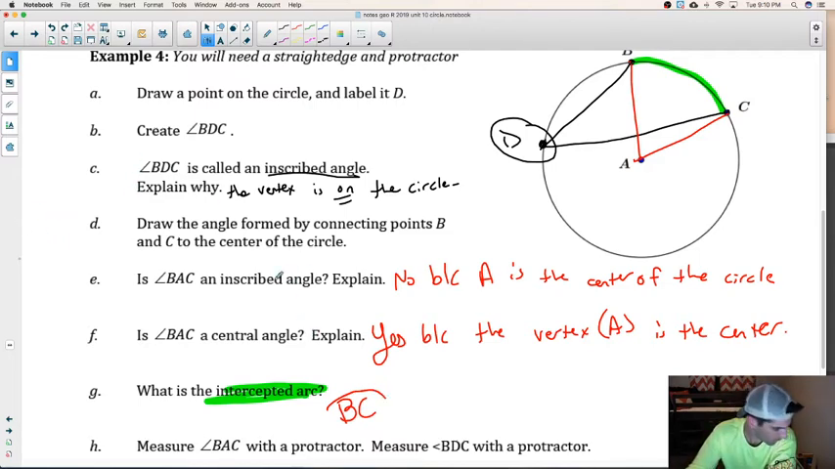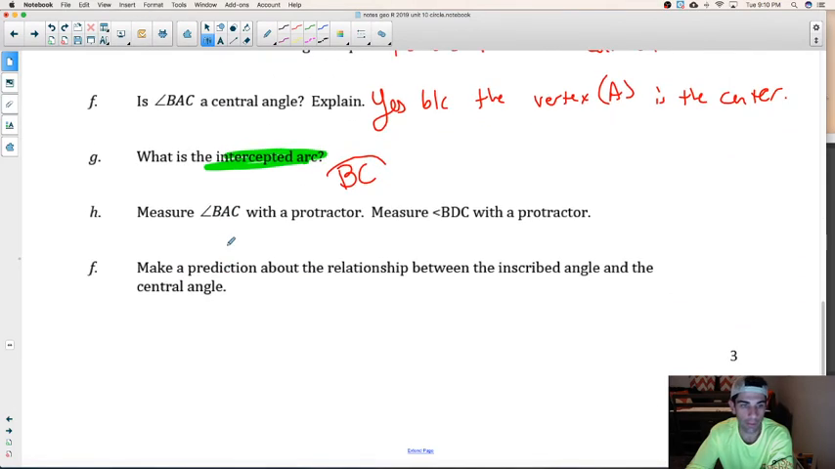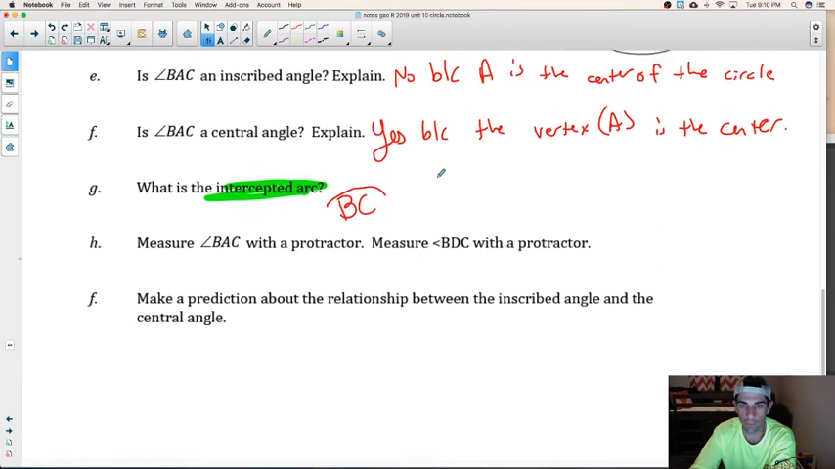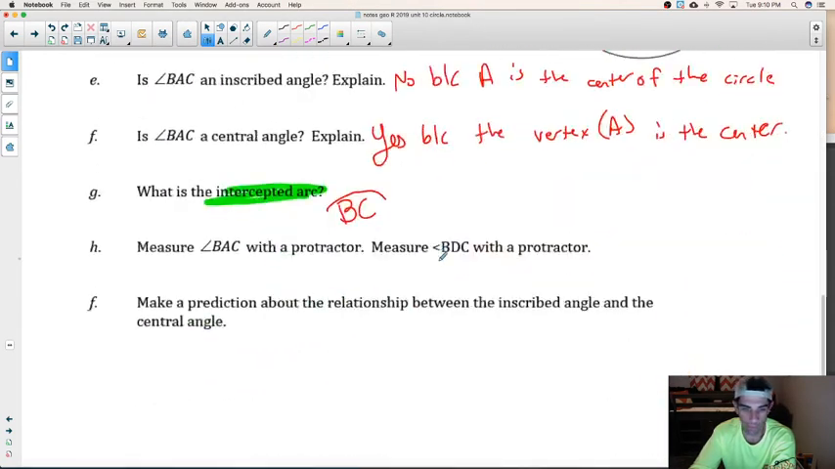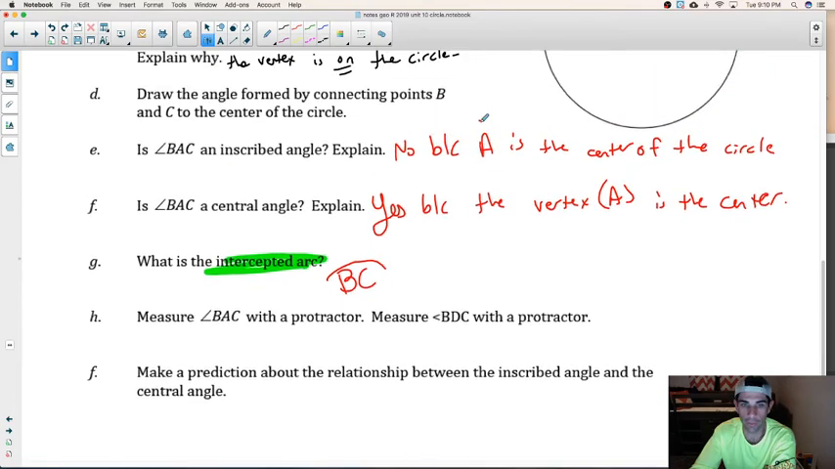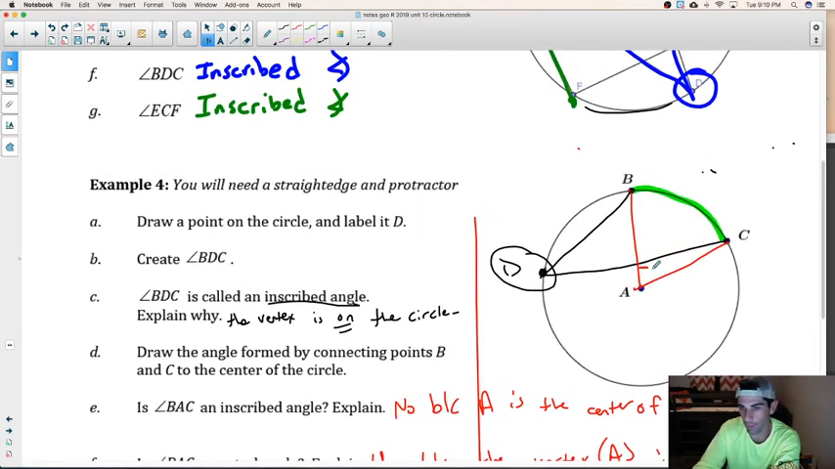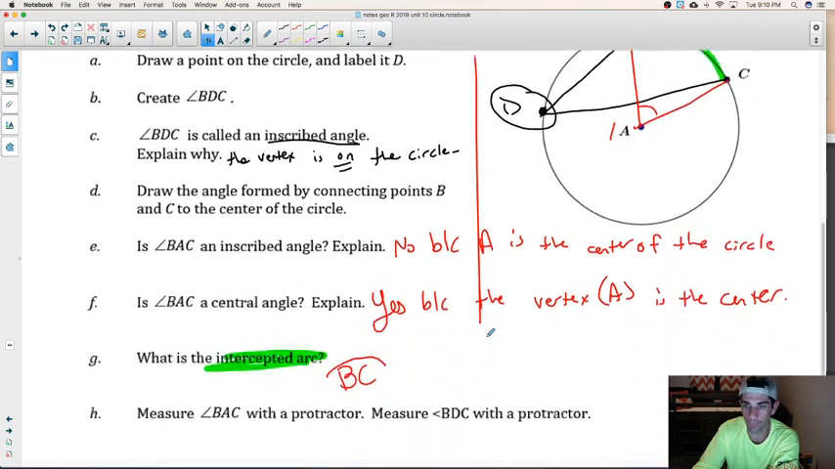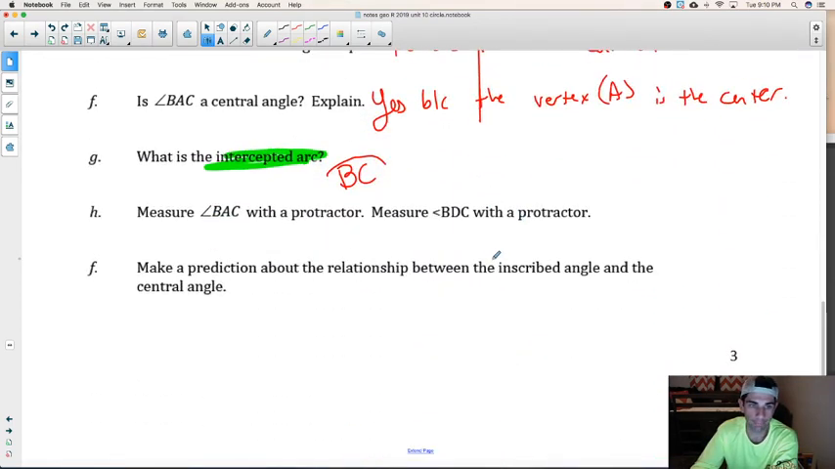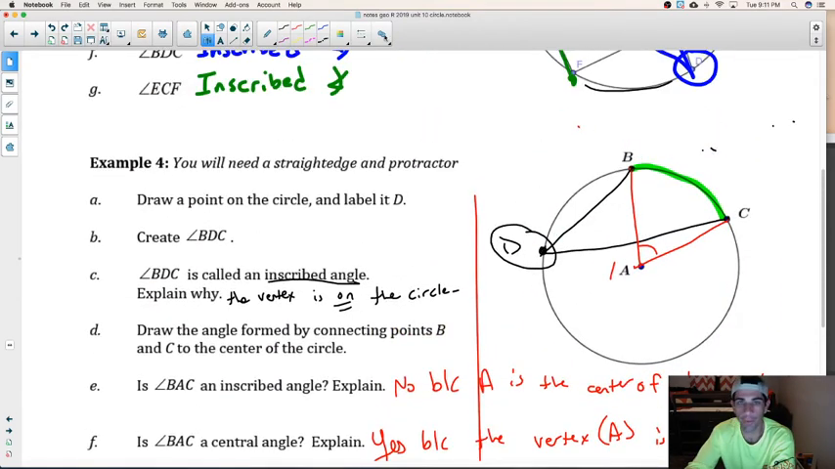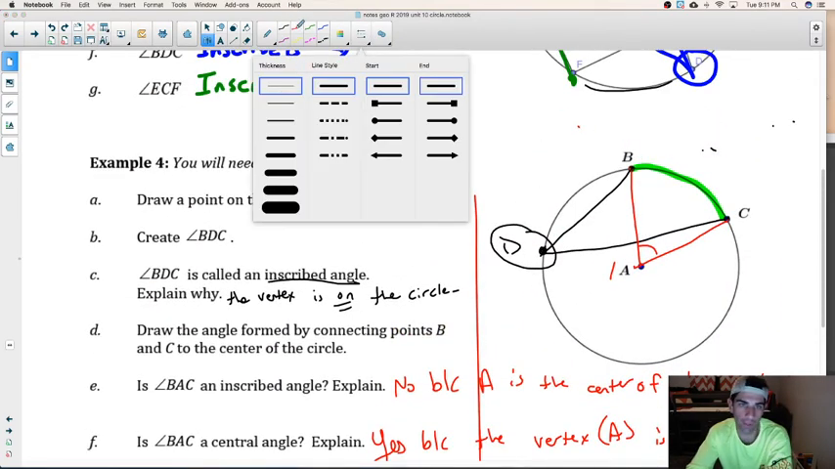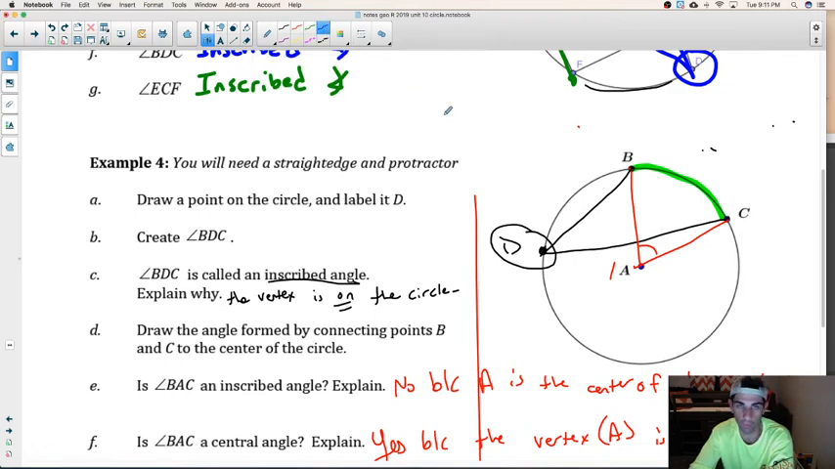This is the part where it gets a little tricky. You guys don't have protractors to really look at this one, but I'll be the cheater here, and I want you to measure BAC. They wanted you to measure angle BAC right there with a protractor, and then they wanted you to measure angle BDC, and then it says make a prediction about the relationship between the inscribed and the central. All right, so I don't know, let's make up numbers here, and then you can form your relationship.